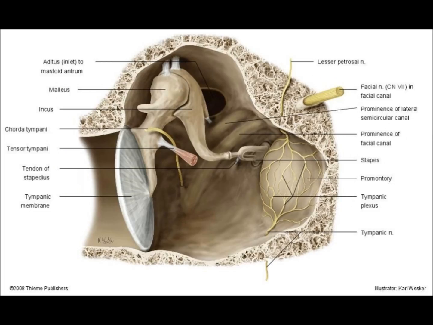The ossicles are held in place by a variety of ligaments. Additionally, there are muscles that contract to protect the auditory system in case of a damagingly loud sound.